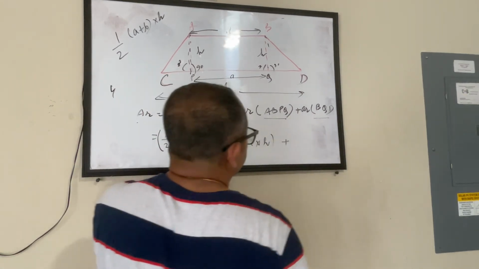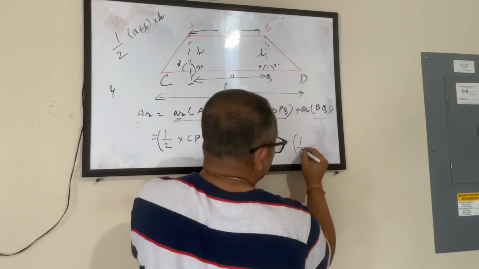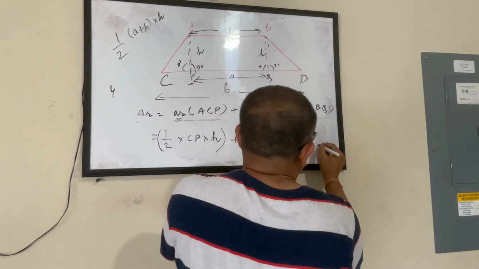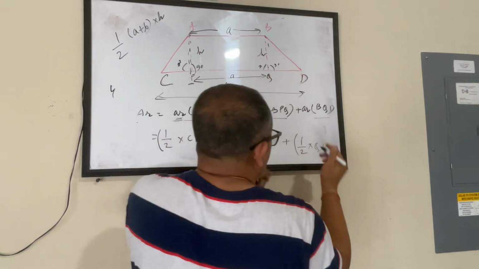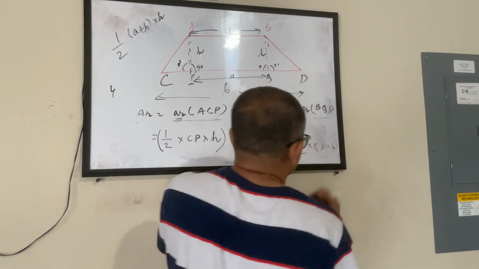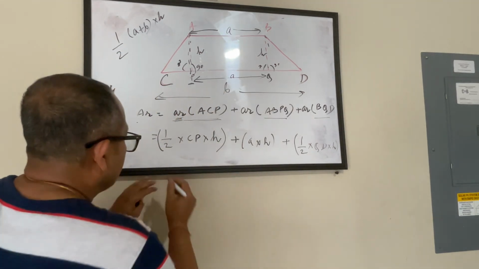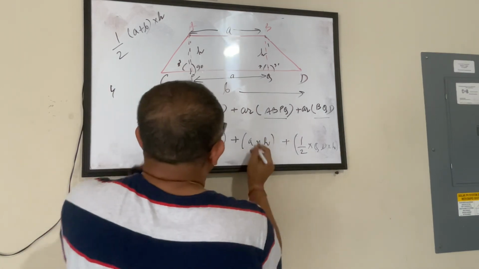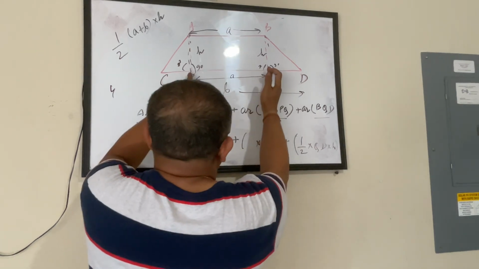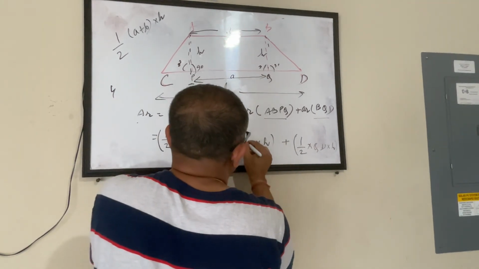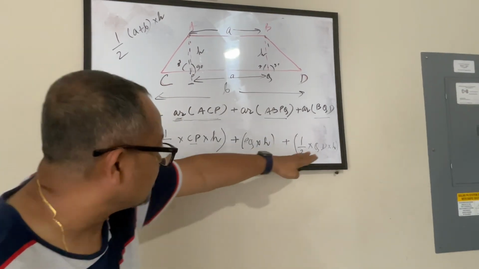Plus the area of this triangle. What is the area here? This is a right angle triangle, so it will be half into base. That is QD, here to here, into height. Okay? So now, this is CP and this is A. A is what? I will write A as PQ, so that I can take the common things out.